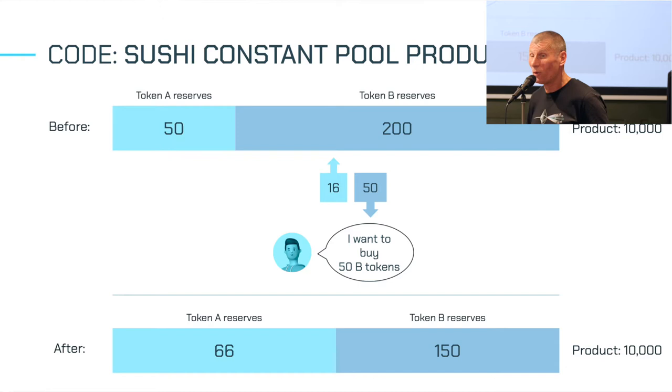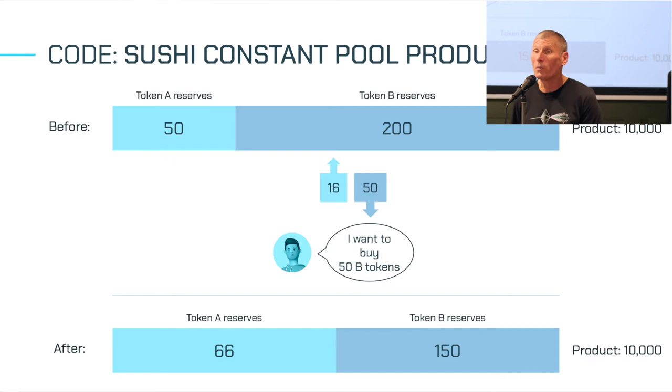So the question is, now it's clear how much we have to give back. You see, you have this on the slide. How much do you have to give back? 16. Okay, 16. So you have to give back 16. And this is how this code is implemented. For example, Sushi or Uniswap, this is how we implement it. It's implemented in a way that you provide and you give back. And that's actually this kind of constant pool. It's implemented in Uniswap and in other things.